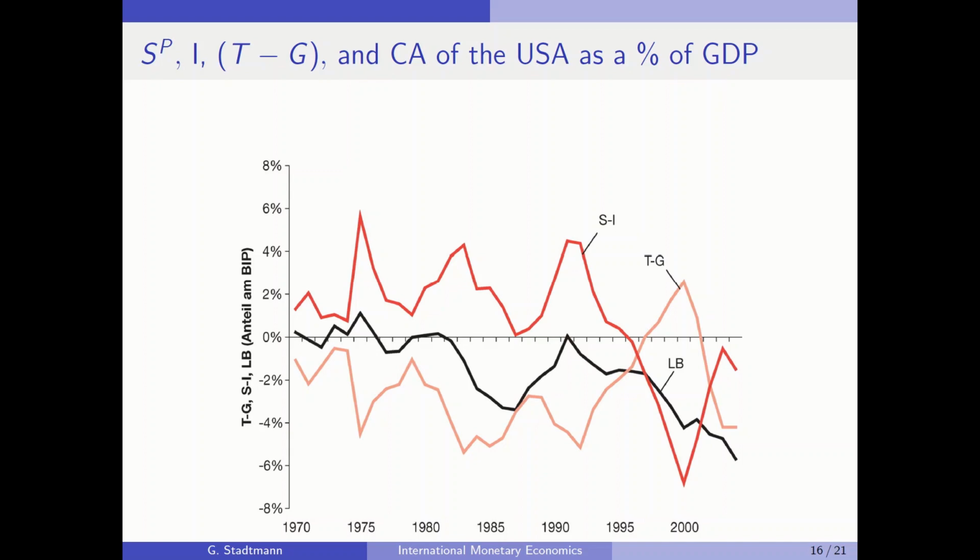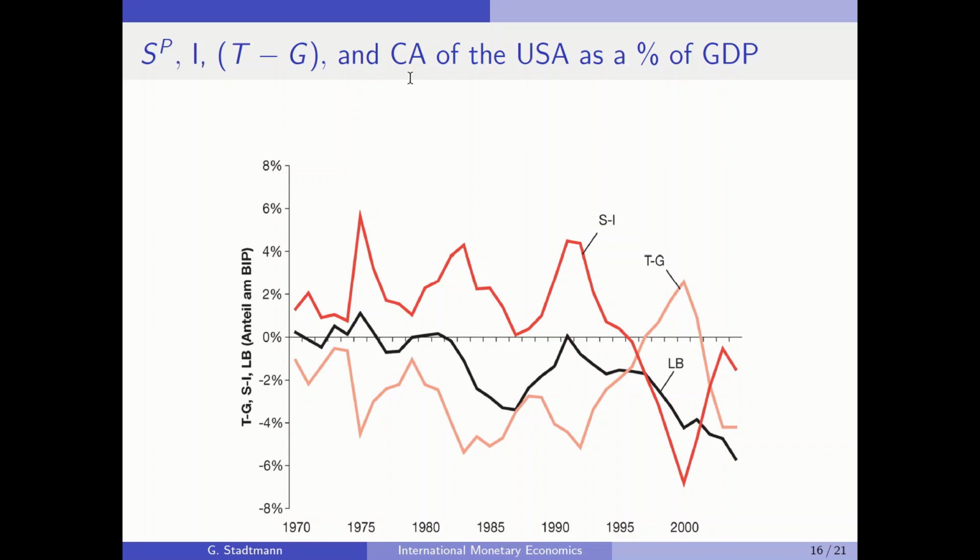So there are three different lines. One line represents the difference between private savings and investment. One curve represents the relationship between taxes minus government spending, so the government budget. And the black line here represents the current account balance. It is in German, this abbreviation LB for Leistungsbilanz, but the black line here represents the current account balance. So what can we see in this graph?